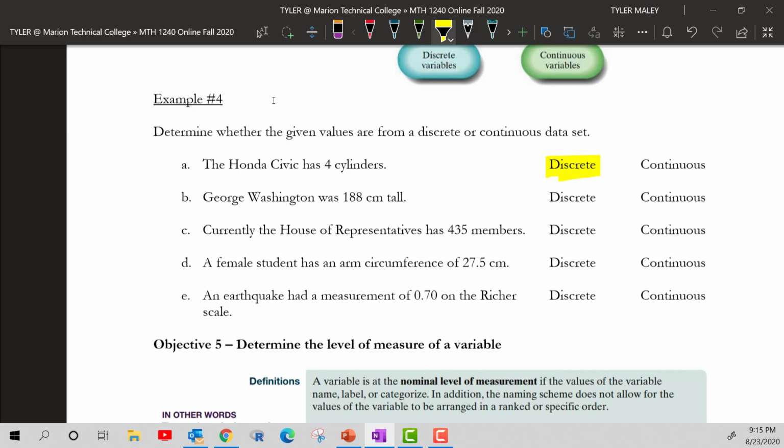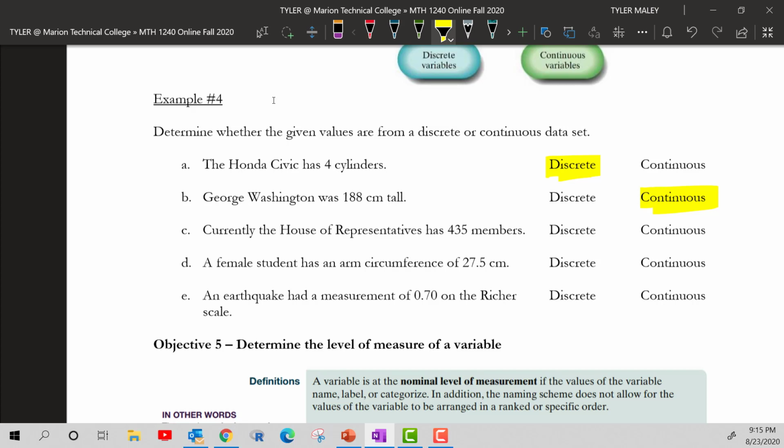George Washington was 188 centimeters tall, right? So if someone grows, do they just go from 188 centimeters straight to 189? Or is there room in between that they're growing, right? And the answer is yes, right? So that's continuous. So measuring someone's height is continuous. You don't go from one step to the next step, right? There's room in between.